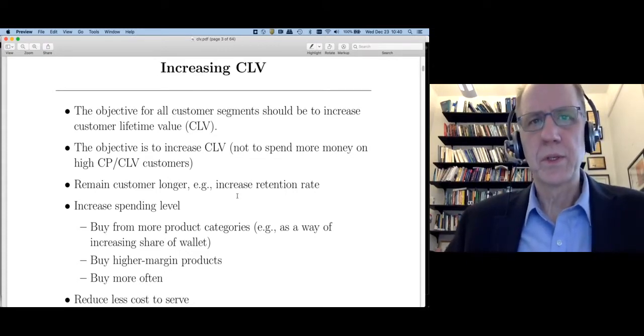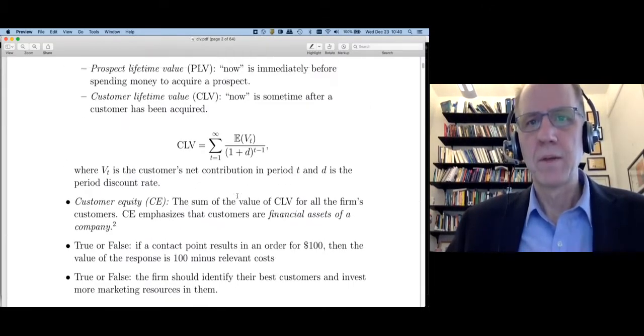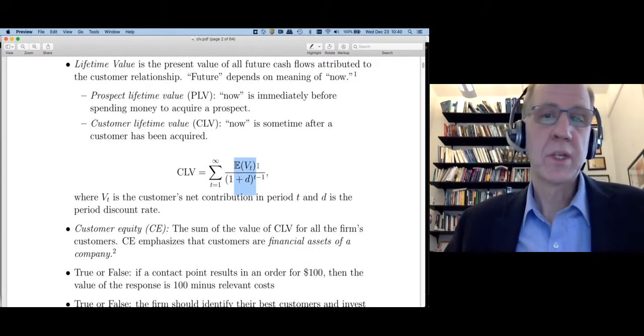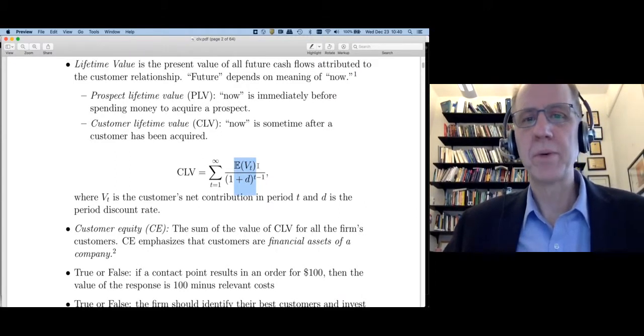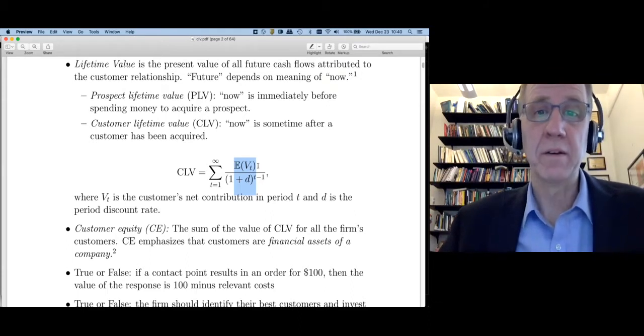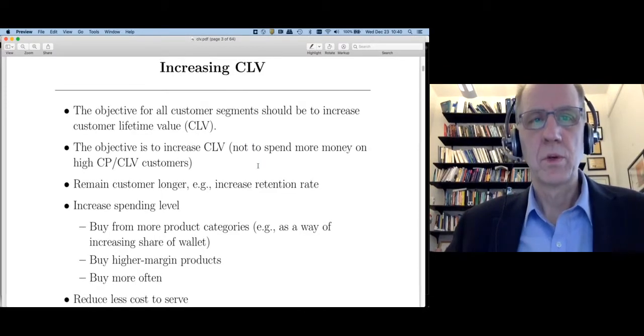The reason for this is if a customer is no longer with me, then the expected value of that customer's contribution at some time period t is going to be zero, or maybe even negative if I'm expending resources to try to get that customer back. So rule number one is keep your customers.